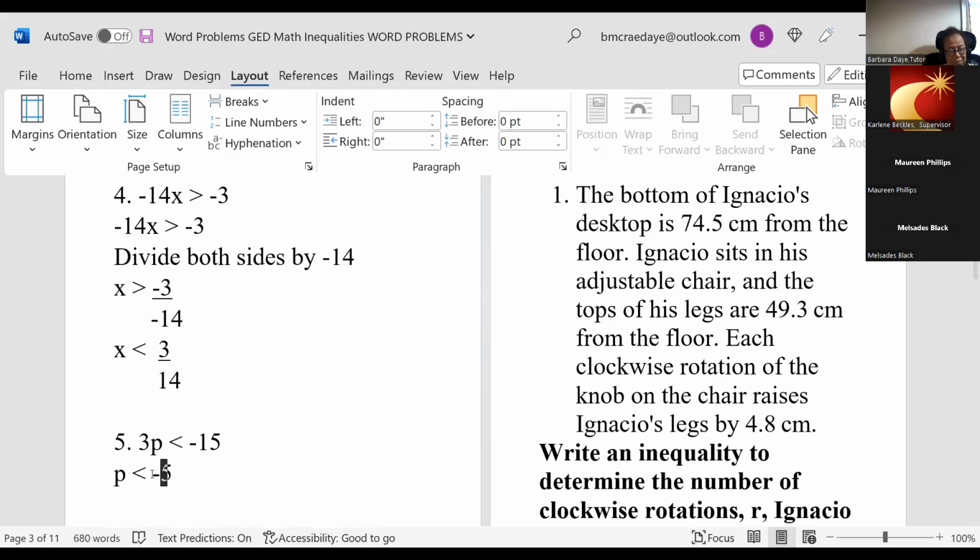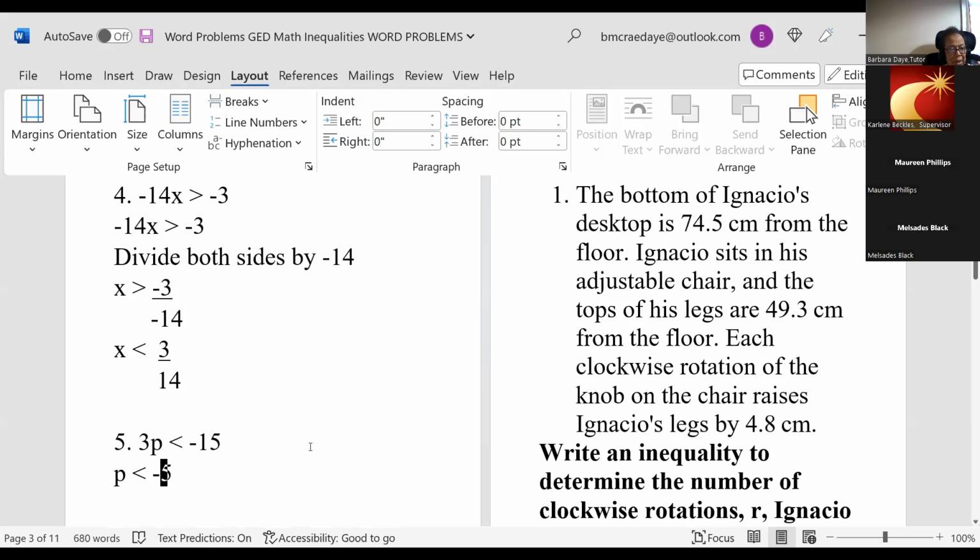Mercedes, you got that? Yes, Miss Barbara. This one, you just divide both sides by 3. 3p divided by 3 is just p. And then minus 15 divided by 3 is a minus 5, because minus over plus gives minus. Unlike signs divide or multiply to give you negative. Questions? So we did a multiplication, we did a division.